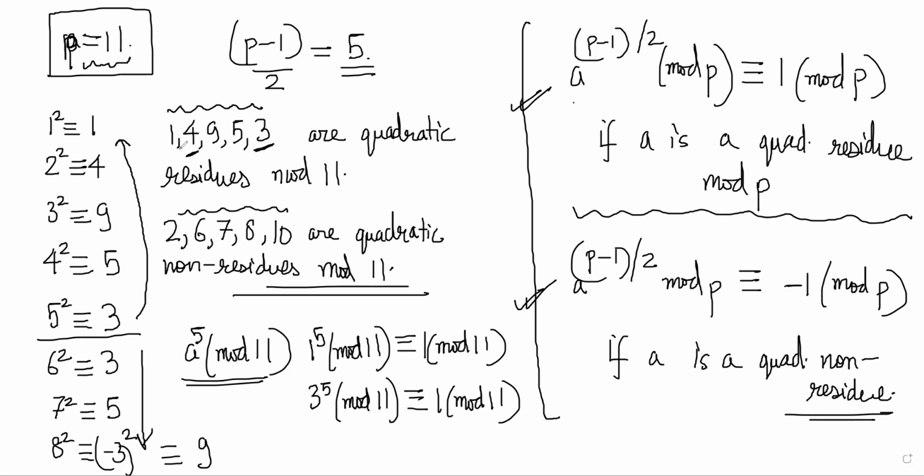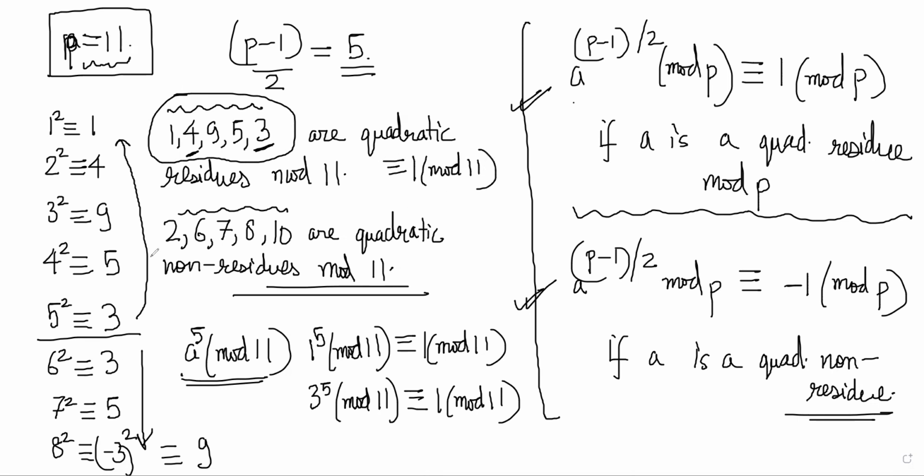4 power 5 would be 256 times 4, so that will be 1024. And if you think about it, 1024 will be 990 and then 34. That is also 1 mod 11. So we are getting that all of these numbers, when you do a power 5 mod 11, are congruent to 1 mod 11.